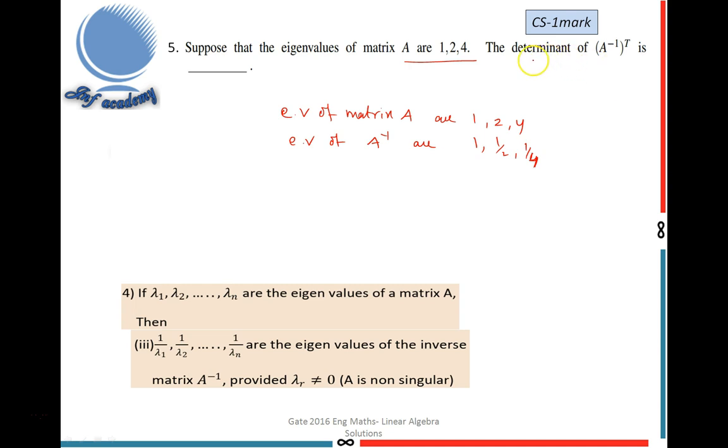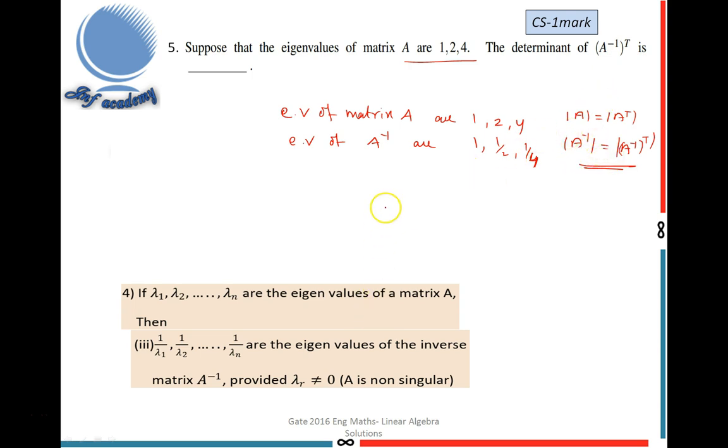Now you have to find the determinant of A inverse transpose. Here I use one property, determinant of A equal to determinant of A transpose. So determinant of A inverse equal to determinant of A inverse transpose. These two values are equal. This property belongs to the determinant topic. So you have to find the determinant of A inverse transpose. It is equal to the determinant of A inverse only.